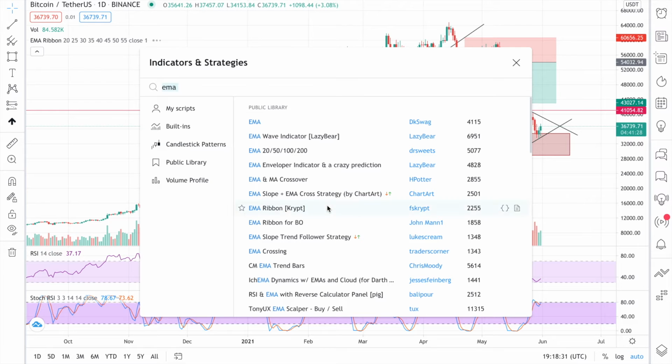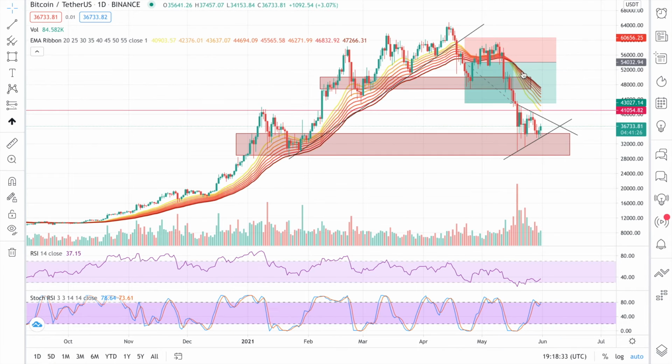Sorry, EMA ribbon actually. So there are traders who make use of just these indicators. Please ignore these other ones, alright? That will be used in the next trading setup. So that's why I'm using this one.